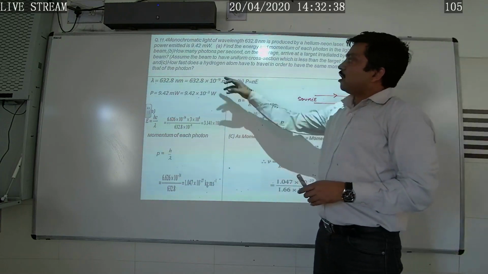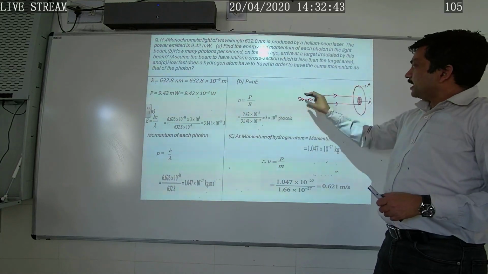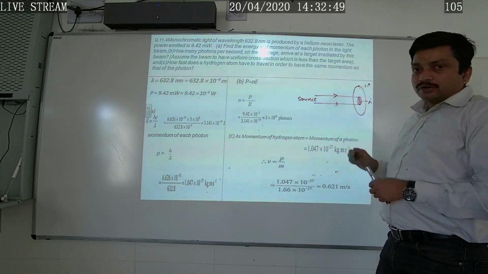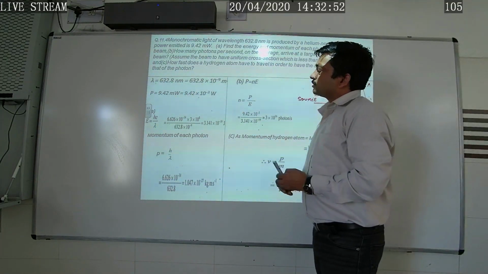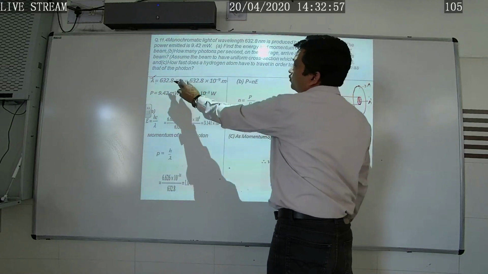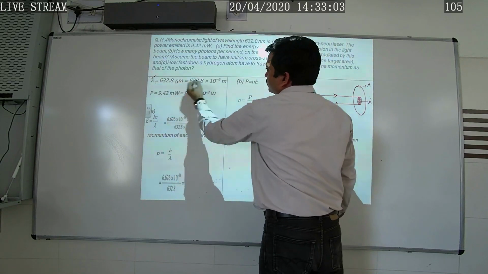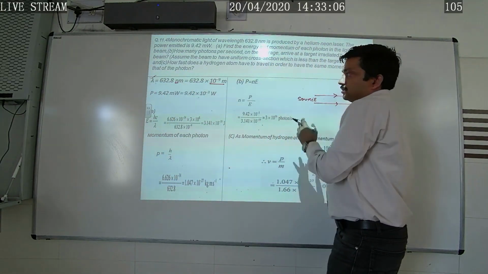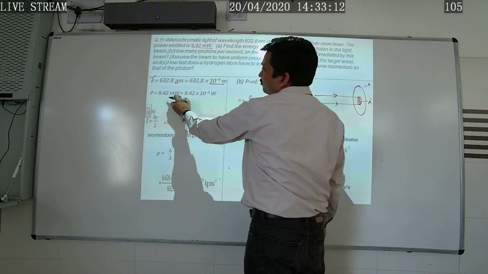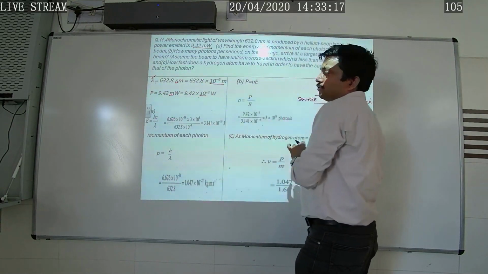Now in the C part, how fast does a hydrogen atom have to travel in order to have the same momentum as that of a photon produced by the helium neon laser? So let's study this. First of all, the data given: the wavelength is 632.8 nanometer, and in SI units nano stands for 10 to the power minus 9. The power is 9.42 milliwatt, where milli stands for 10 to the power minus 3, and watt is the unit of power.